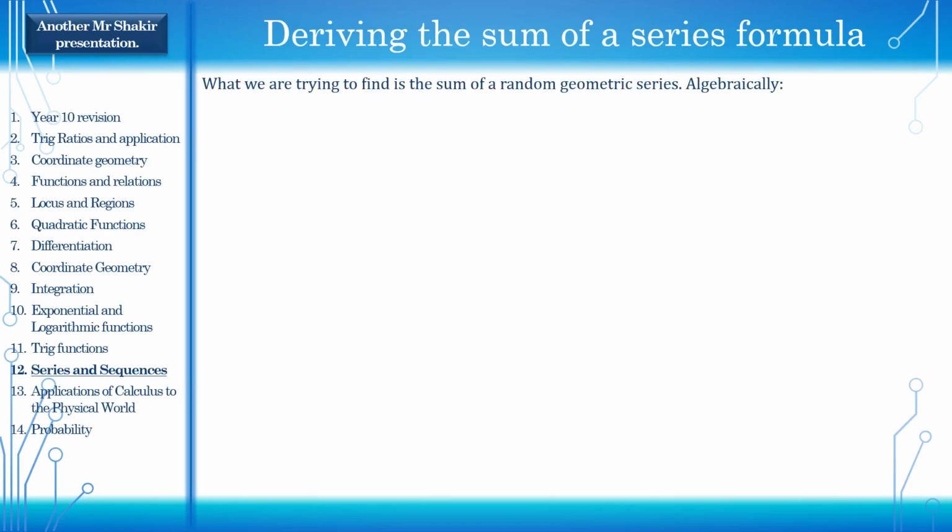Okay, so what we're trying to find is the sum of a geometric series. It could be any geometric series. So algebraically speaking, the way we write a geometric series is a plus ar plus ar squared plus dot dot dot plus ar to the n minus 2 plus ar to the n minus 1. Ar to the n minus 1, you can think of it as the last term. So anyway, we want to find the sum of the first n terms, and that equals a plus ar plus blah blah blah ar to the n minus 1. I'm going to call this equation 1.